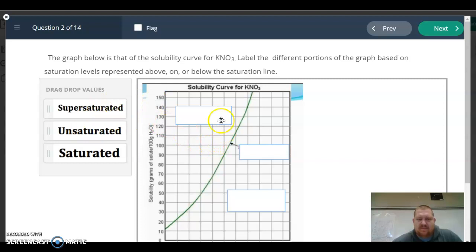All right, so again, we're going to compare. This box is above the solubility line. This box is talking about being on the solubility line, and this box is below. So based on that, pick these three.